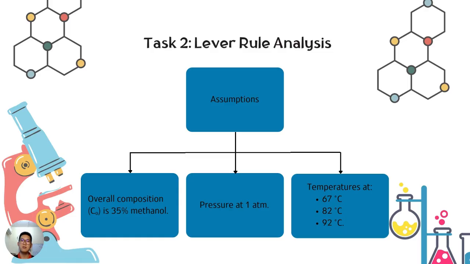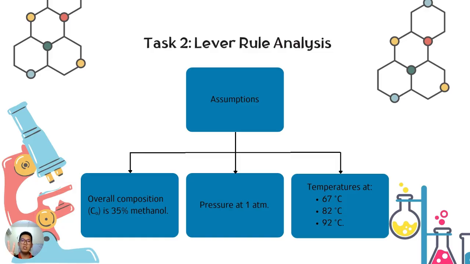Today I will be presenting the Group 1 methanol-water binary phase system analysis for my section of Task 2, Lever Rule Analysis. To begin with, assumptions must be made before lever rule analysis can be performed. First, the overall composition of the methanol-water mixture should be at 35% methanol.